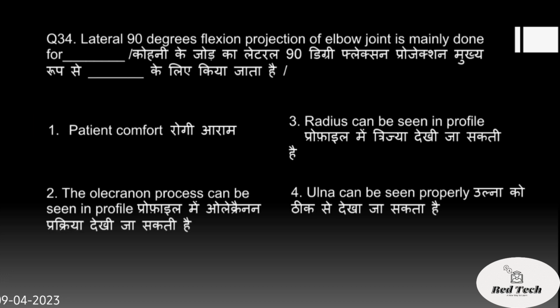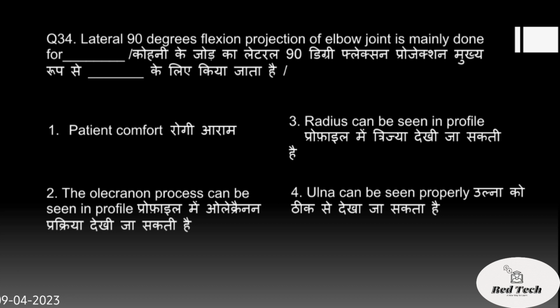Question number 34. Lateral 90-degree flexion projection of elbow joint is mainly done for. So why do we do the 90-degree flexion projection of the elbow joint, for which part do we have to do this projection? Option number 1 is patient comfort. Option second is the olecranon process can be seen in profile. Option third is radius can be seen in profile. Option 4 is ulna can be seen properly.